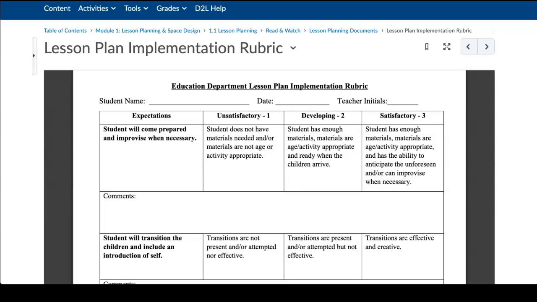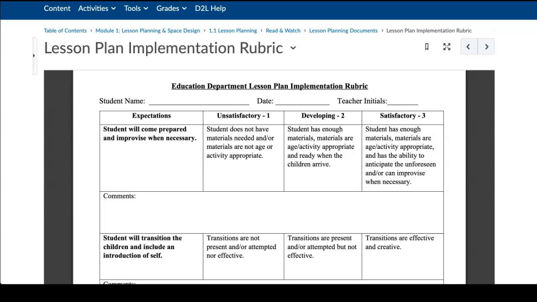This is an overview video of the lesson plan implementation rubric for methods courses. We're going to review the individual expectations and the satisfactory 3 scoring level. This is the highest grade that you can earn for each of these expectations.